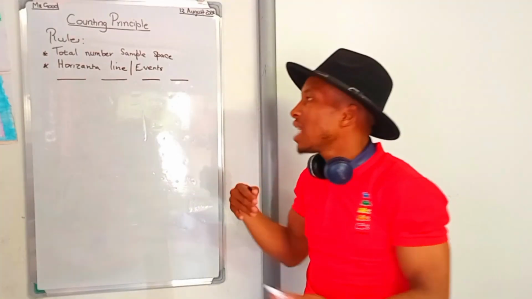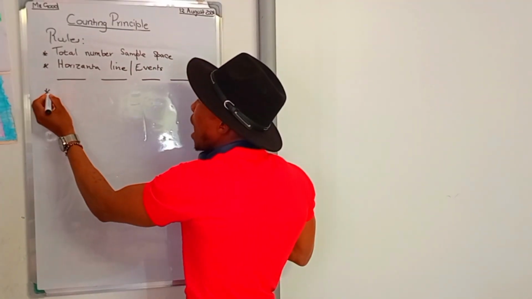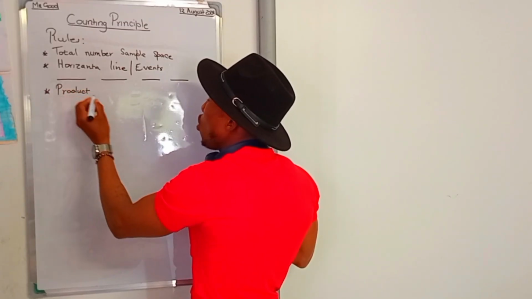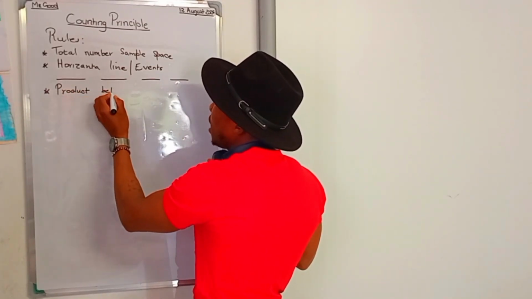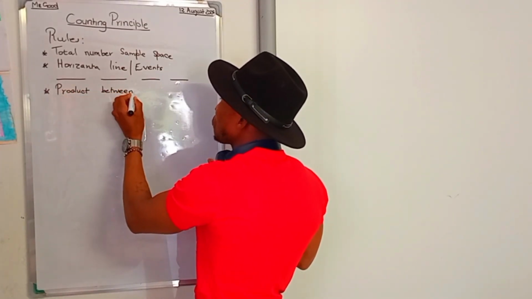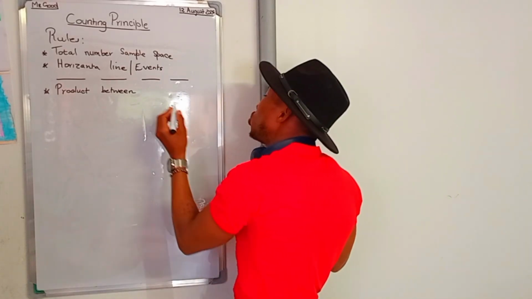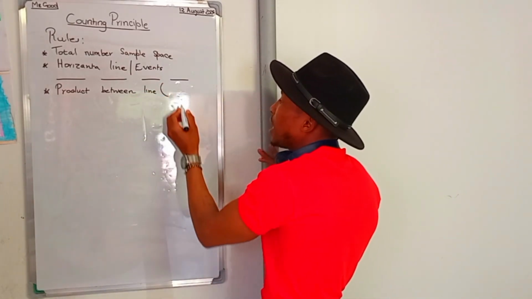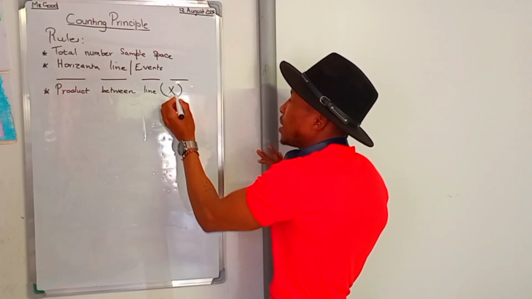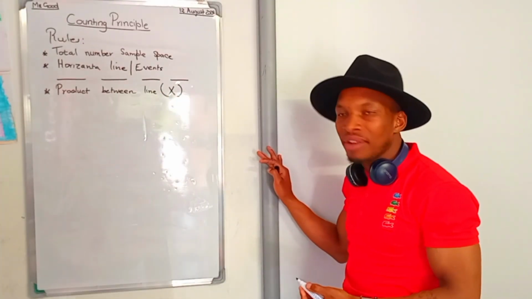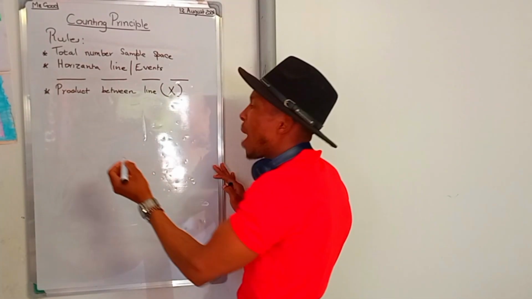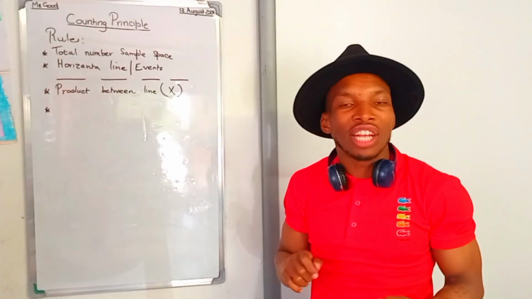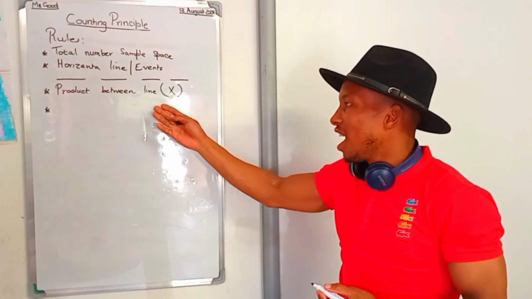Then after that, we need to put a product between the lines. What is the product? Remember, it is a multiplication sign. All right. Then after that, you punch your calculator. Then after that, you find the solution.